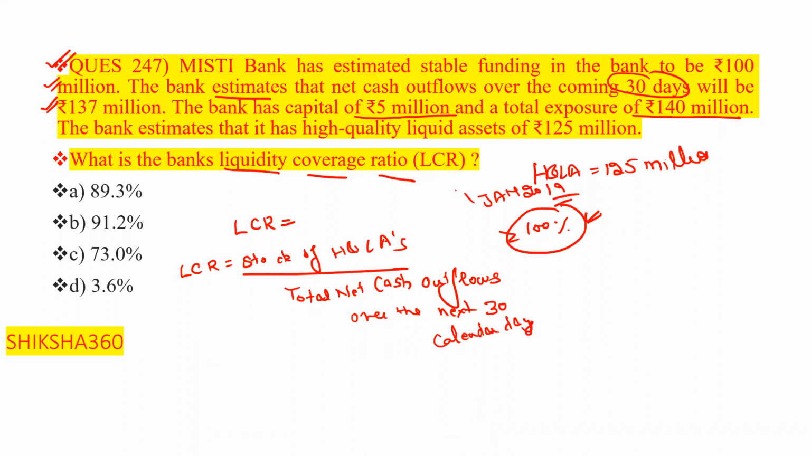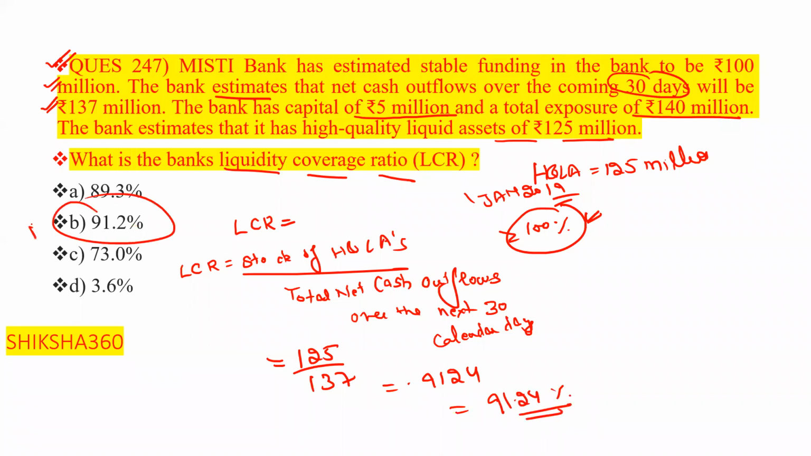So what is the stock of HQLA? They have given here that it is high quality liquid assets, 125 million. And total net cash outflows over the coming 30 days will be 137. So 125 divided by 137 comes out to 0.9124, approximately 91.24%. So option number B is the answer.